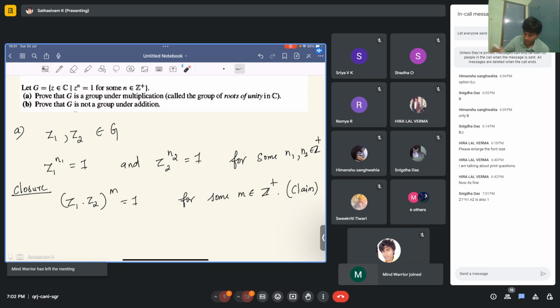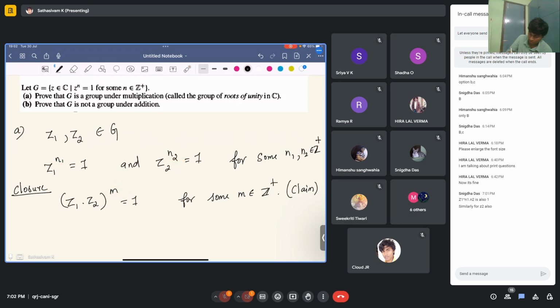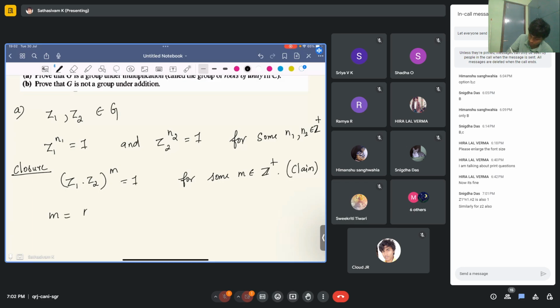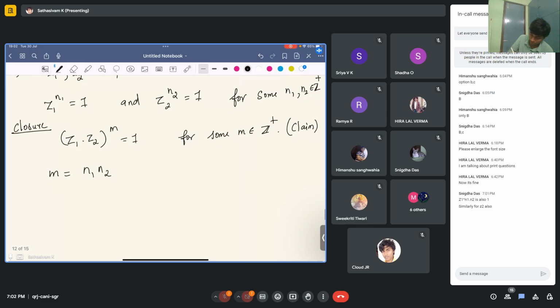Anyway, so I will tell. You have to choose M in such a way that it works for both of them, right? So let's choose M to be just N1 N2. You can also choose it to be the LCM, but we can just choose it to be N1 N2. Now you look here, z1 z2 power N1 N2. This is basically z1 power N1 N2 times z2 power N1 N2.